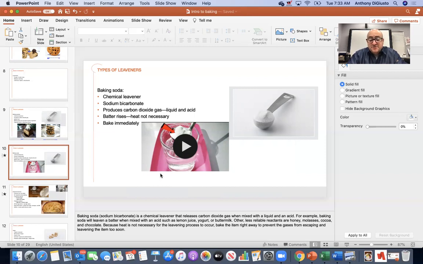Because heat is not necessary for a leavening process to occur, bake them right away to prevent the gases from escaping and leaving the item too soon. So pretty much what I just said. You don't want these to sit around for a long time. Okay, I'm going to show you this. You've probably seen these videos before, but this is taking baking soda and adding vinegar.